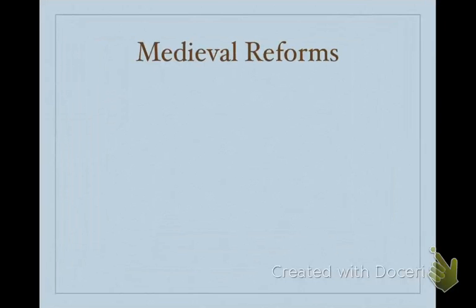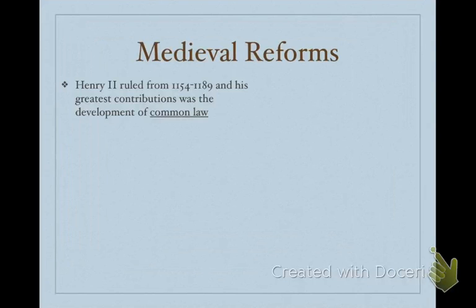All right, so you have some medieval reforms. We're going all the way back in time, to about the 10th century. So there's this guy, Henry II. So that's who you should fill into your line. Henry II, he ruled from 1154 to 1189. And his greatest contribution was the development of what's called common law.